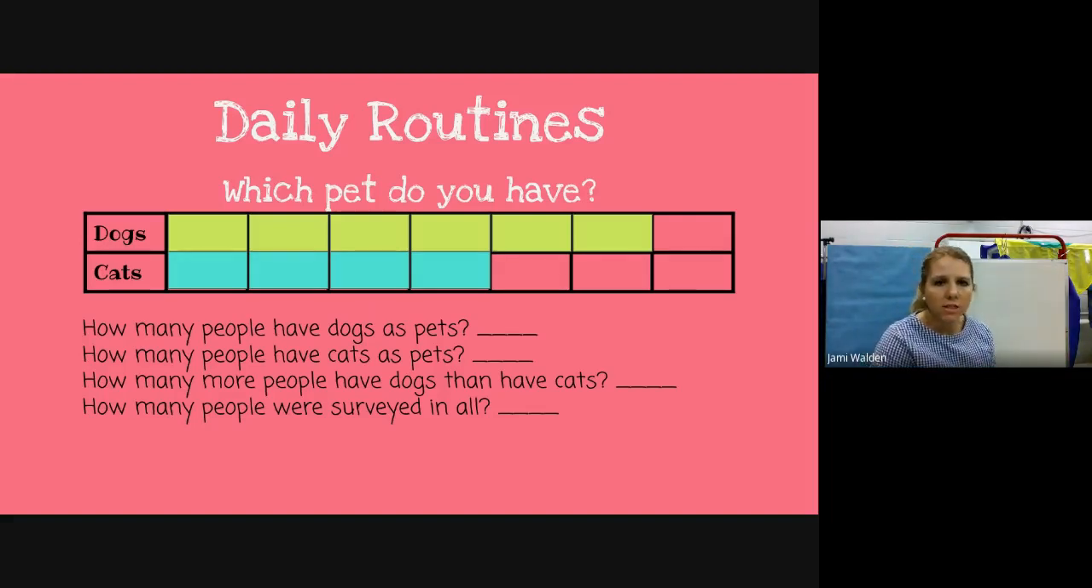The last question says, how many people were surveyed in all? What do I do when the question asks in all? Count them all together. So I know I have my 6 dogs, just like on the graph. 1, 2, 3, 4, 5, 6. I'm going to count on 6, 7, 8, 9, 10. There were 10 people surveyed in all.